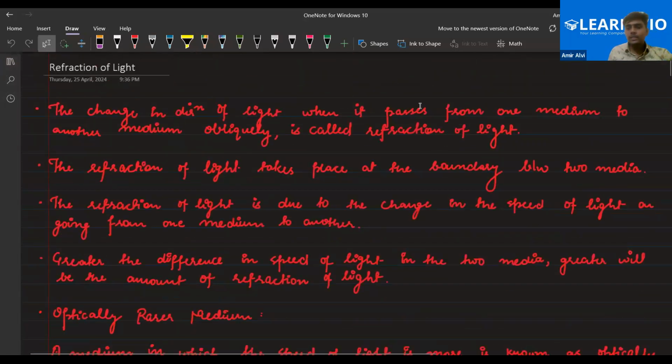Refraction of light is the process of bending of light when it passes from one medium to another medium. This happens due to the change in the speed of light. The main reason is that when the light ray changes the medium, the speed of the light ray in that medium changes. Therefore, we observe a bending of light in the medium.